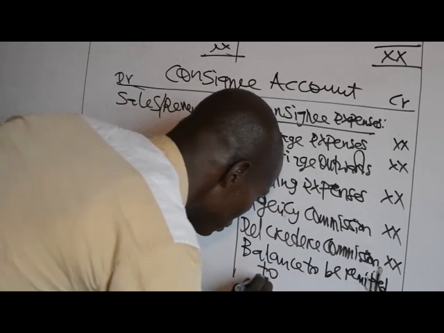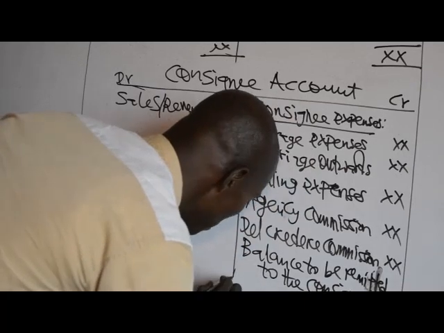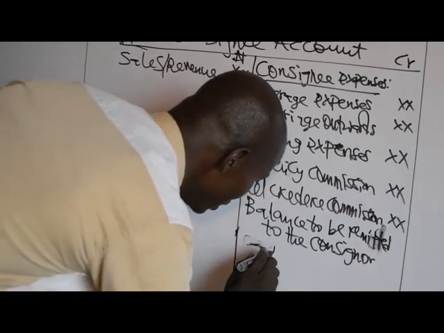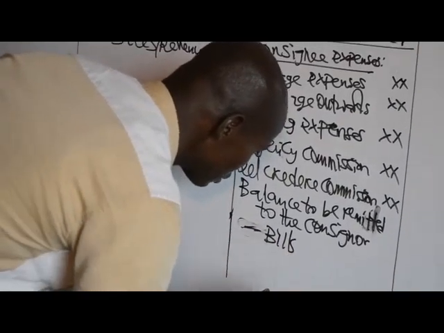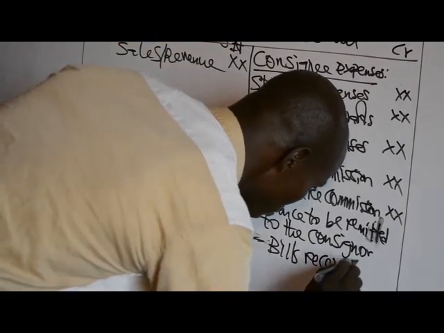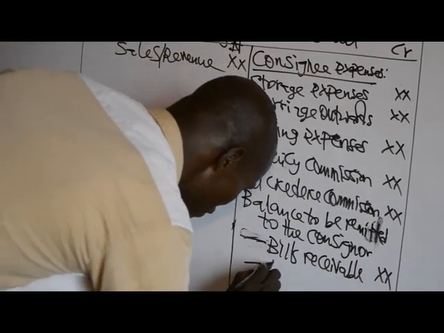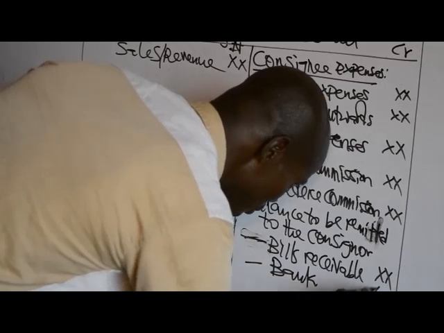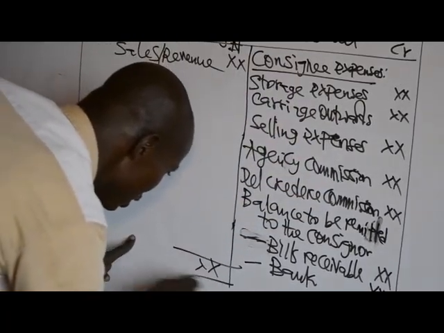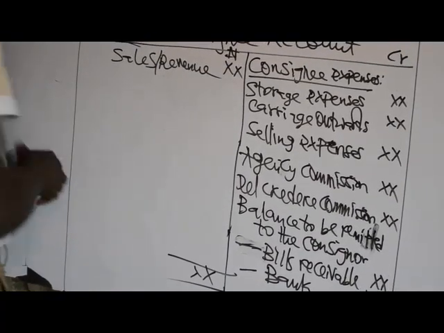Remitted to the consignor. And this balance may be remitted in the form of bills of exchange, where we are going to have bills receivable, or it may be remitted in the form of cash or bank. So this is another account you will need to prepare in the books of the consignor.